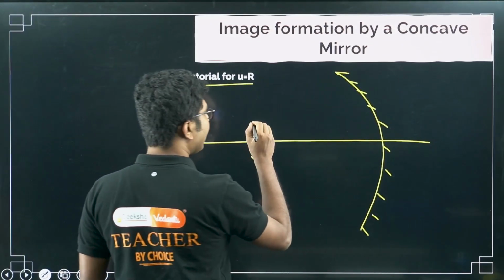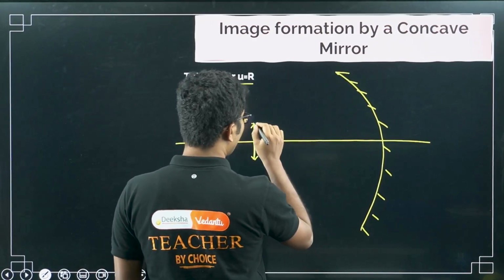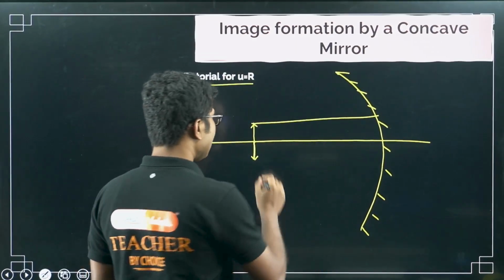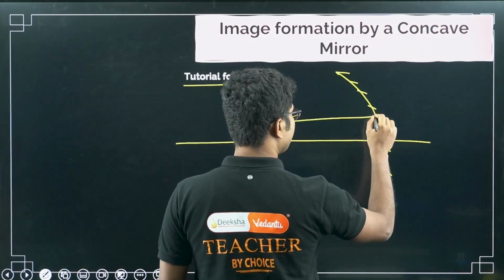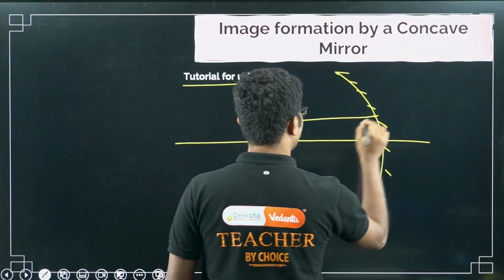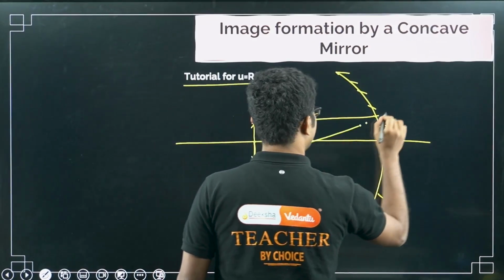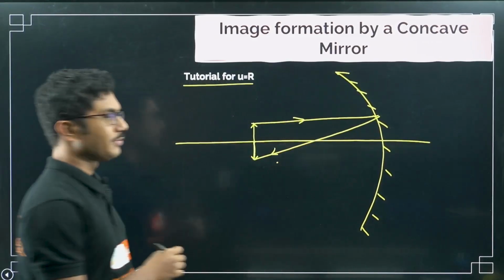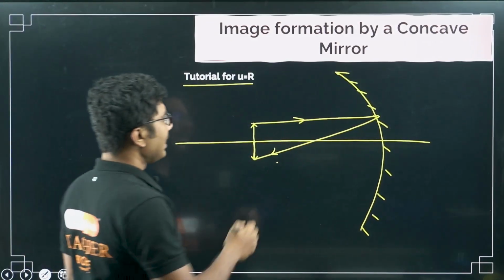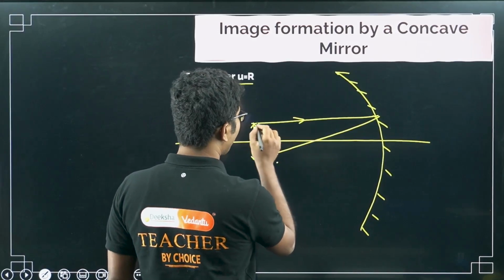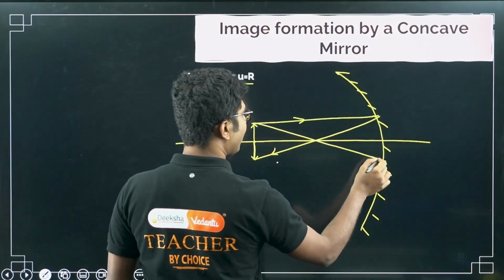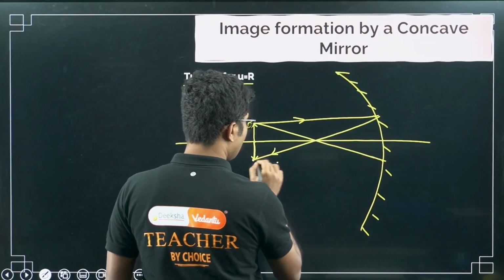So now draw the parallel ray. You draw the ray parallel to the principal axis, and then you join this point and this point. You don't need to know the focus. You simply join these two points using a scale. Approximately you will get this. Next, you join this point and extend, and then you join this point and this point.